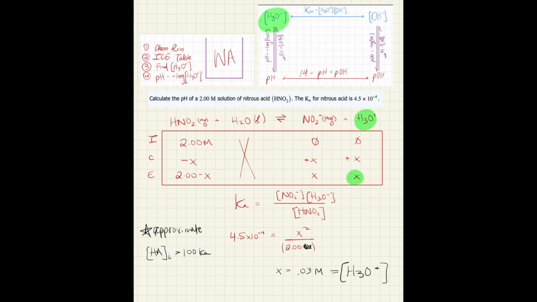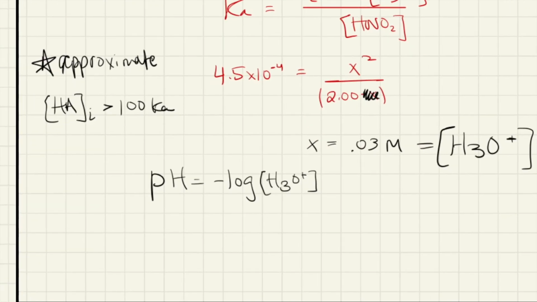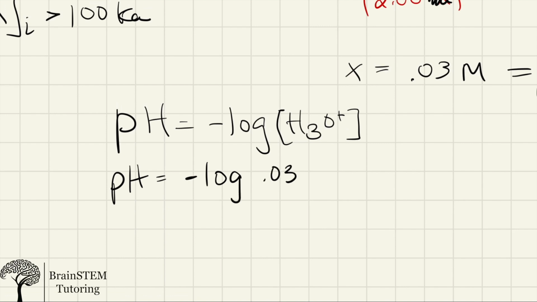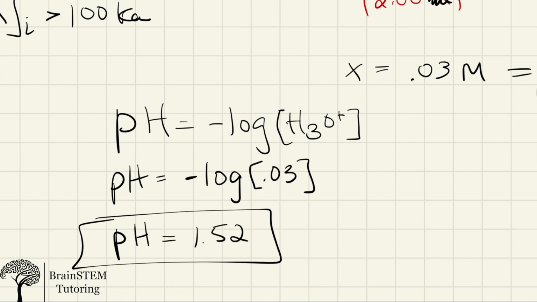There's a formula for that. Depending on what school you go to or what class you're in, that may be given, may not be given, where pH will be equal to the negative log of hydronium concentration. I'm going to zoom in on that. So pH should equal negative log of 0.03. And when I plug that into my calculator, negative log of 0.03, I get a pH of 1.52. That's my final answer.